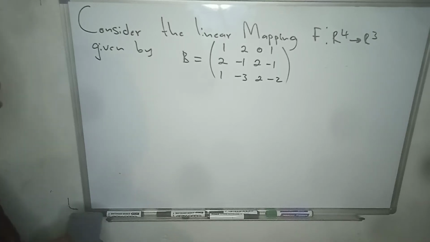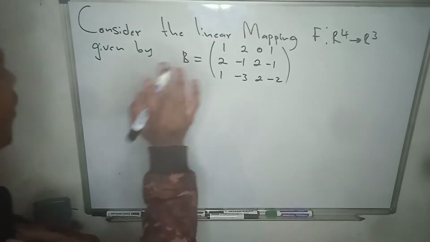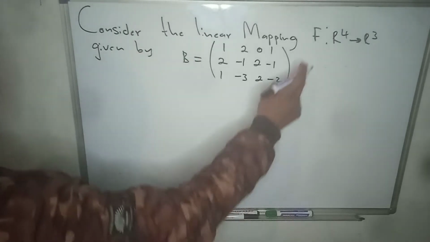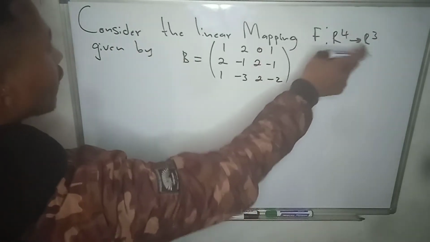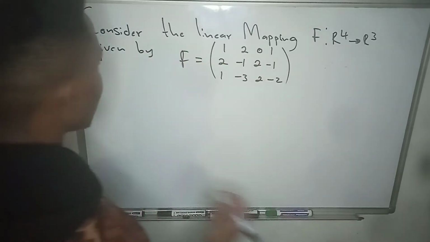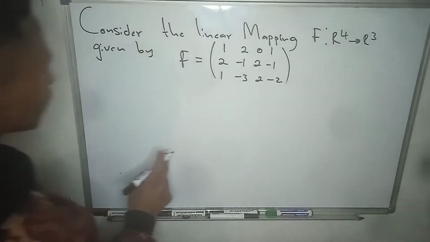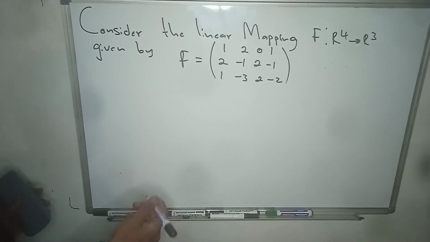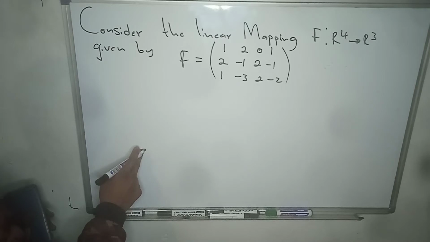I'm Mr. Zeve and today we'll be finding the matrix of this linear mapping and also finding the basis. So consider the linear mapping F from R4 to R3. Let me just write F here because this is what we're given. First of all, let us start by finding the basis. So how can we find the basis for this matrix?